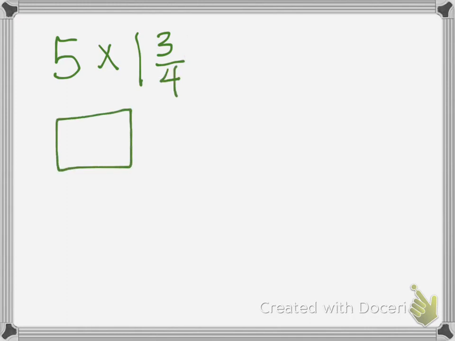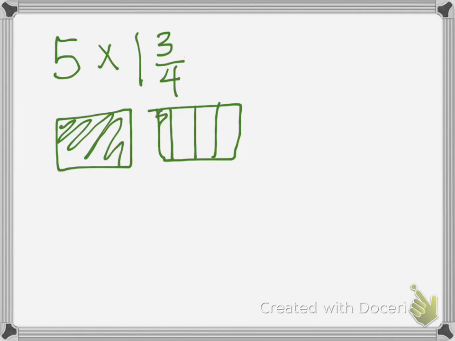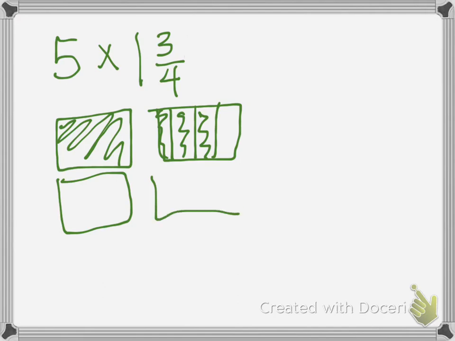For today's problem of the lesson, it says use models to help you find the product of 5 whole and 1 3/4. The first way that I'm going to do 5 whole times 1 3/4 would be I could draw a picture of 1 whole and 3/4. And I'm going to shade that 1 whole and 3 out of 4, and I could do that 5 times. That would be one option for showing models.